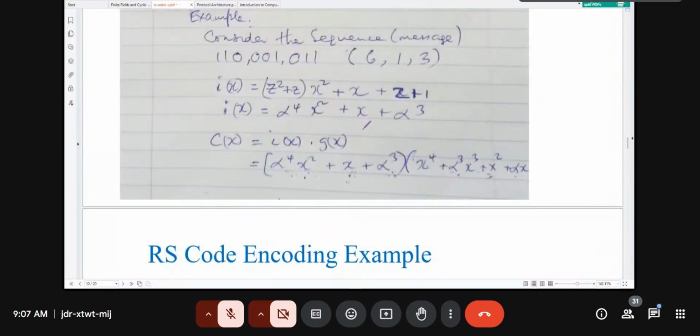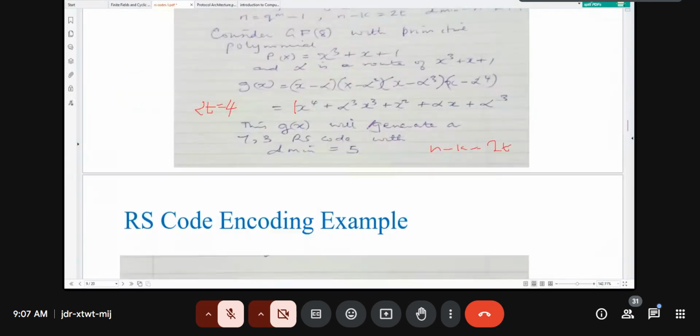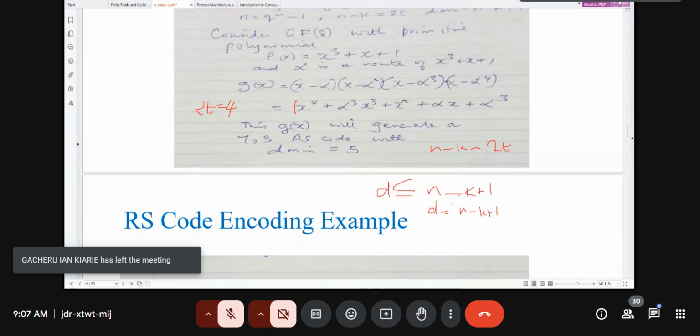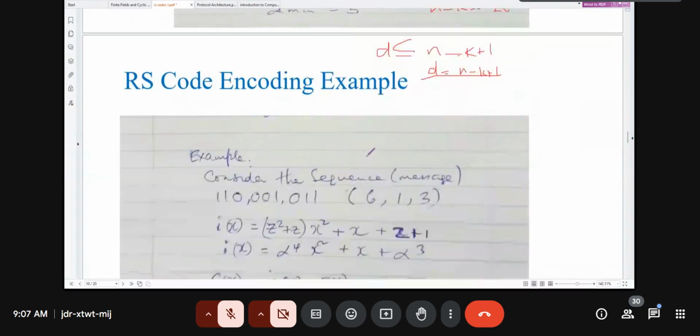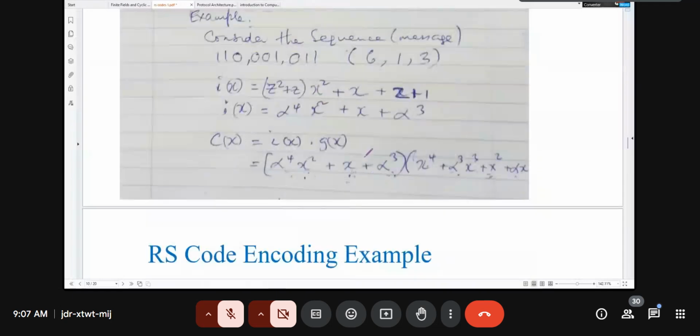And actually, this is an MDS code. Remember, we said the distance must be less than or equal to n minus k plus 1. So actually, in this case, d is equal to n minus k plus 1. What you're seeing is an MDS code, a maximum distance separable code. It fulfills this. So let's do a small example. It will become a bit clearer.